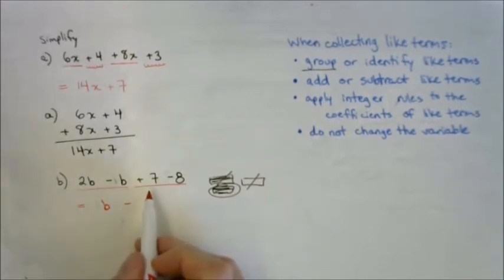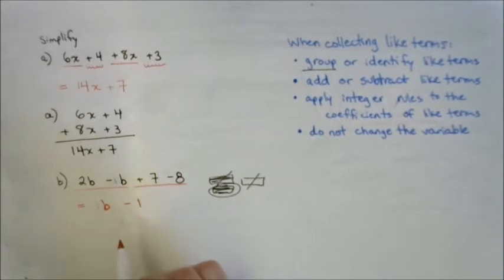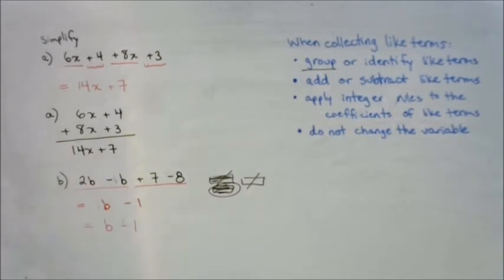Let's talk about our constants. We have +7 minus 8. It's going to leave us with negative 1. So we're left with -1. Do I need this 1 as a coefficient in front of the b? No, so I could rewrite this without that. It's just b minus 1.